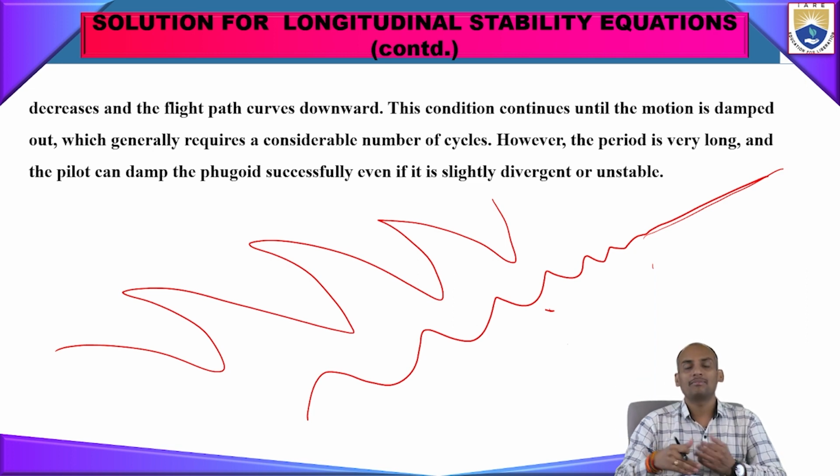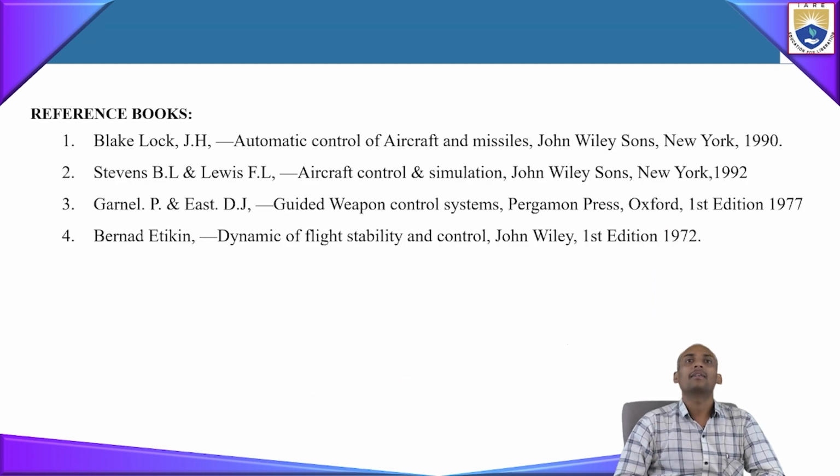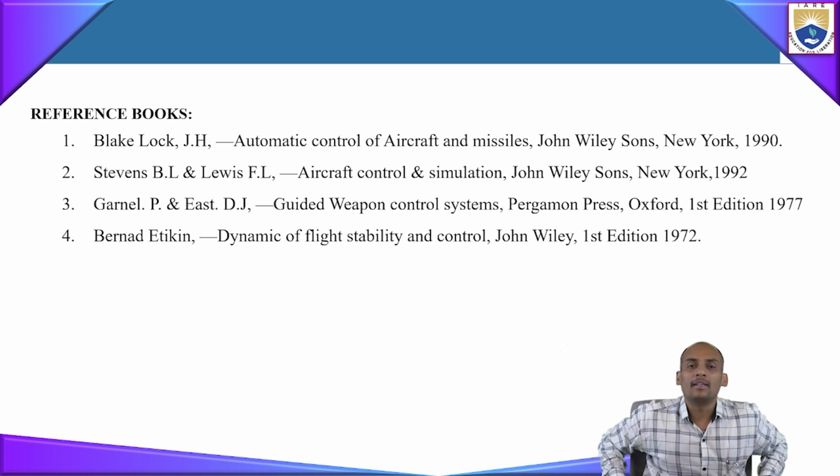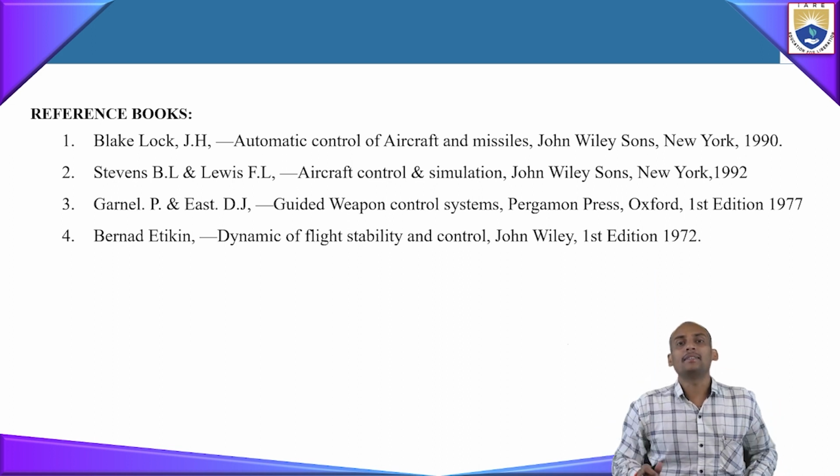If you want to see more about this, you can refer to the book by Blacklock, J.H., Automatic Control of Aircraft and Missiles. You can get more details there. These are the other relevant books I followed for finding out these things. So this is about the solution of the longitudinal equations of motion, and in the next class we will discuss the lateral equations of motion and their significance.